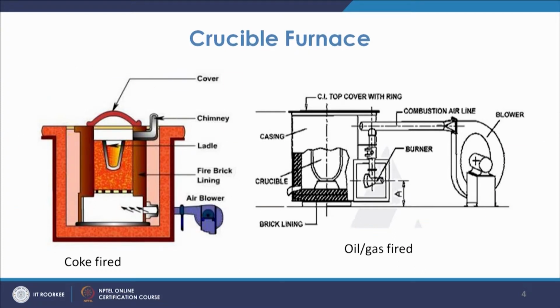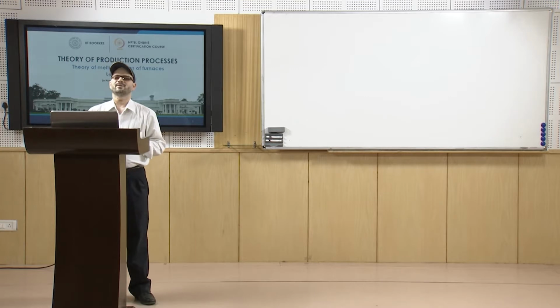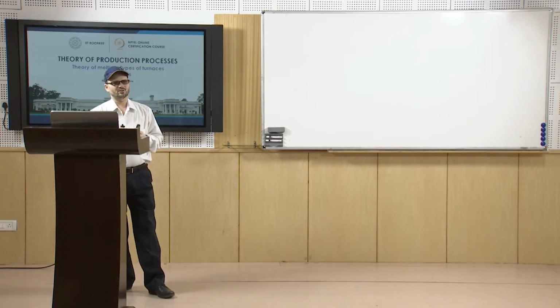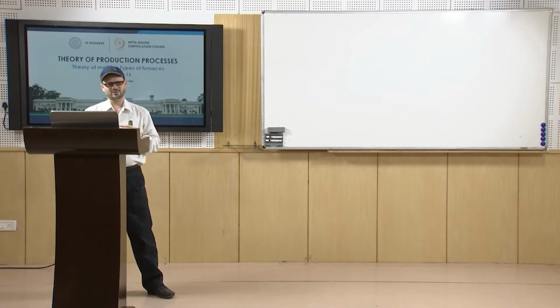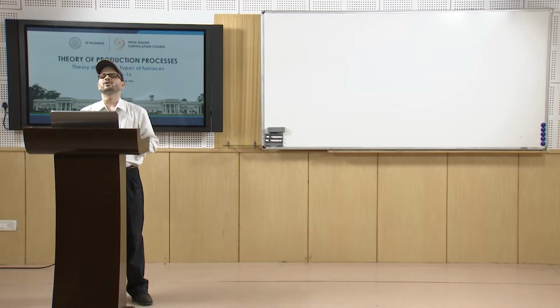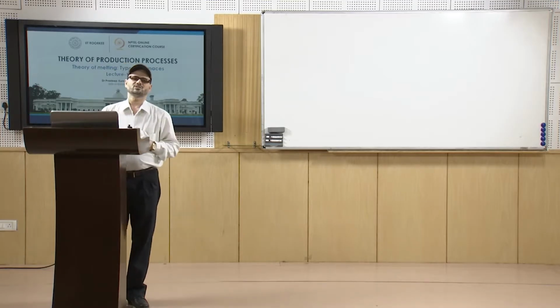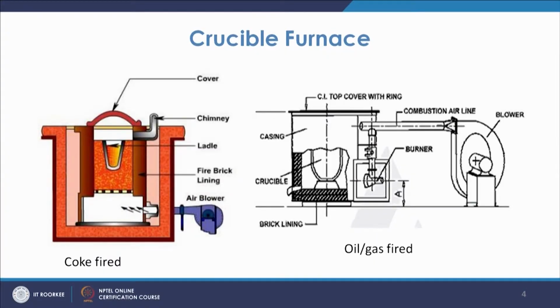In the case of oil or gas fired furnace, you have better temperature control by controlling the flow of these gases. By controlling through a knob, you can have accurate control of the temperature. Contamination will be less in these furnaces. It will also save floor space, and you have low labor cost, because here you need one person just to regulate these burners.